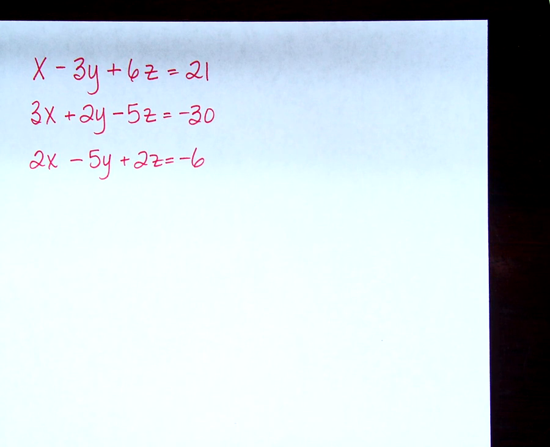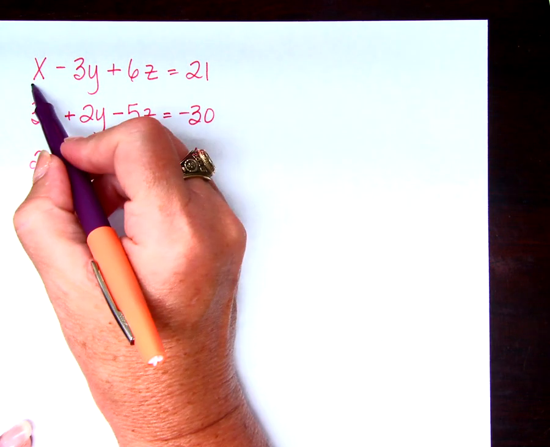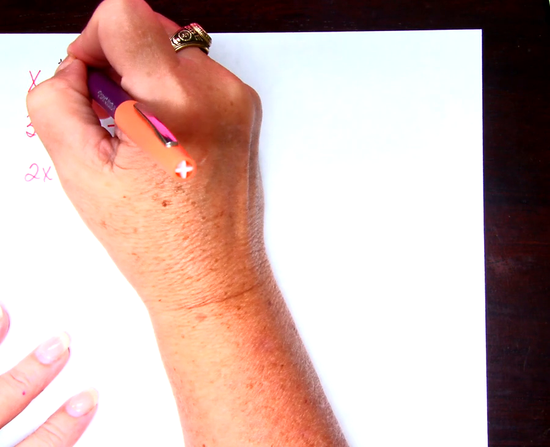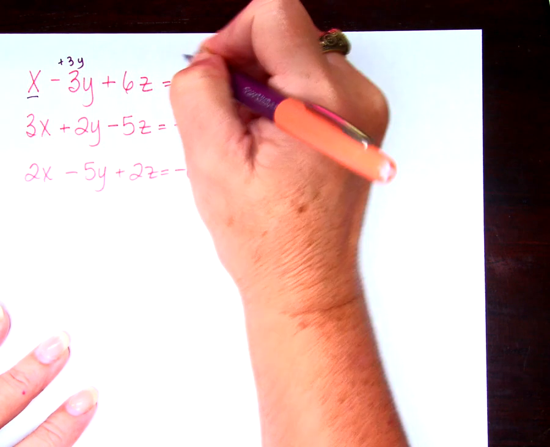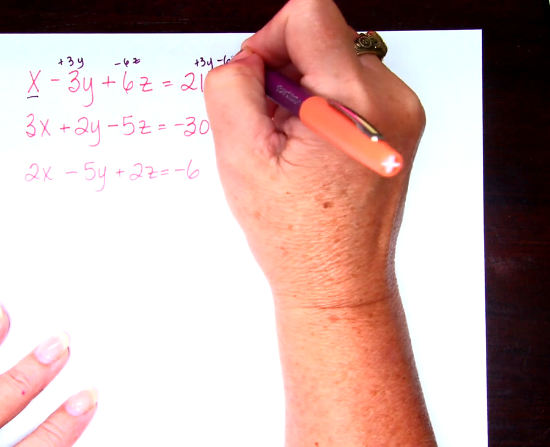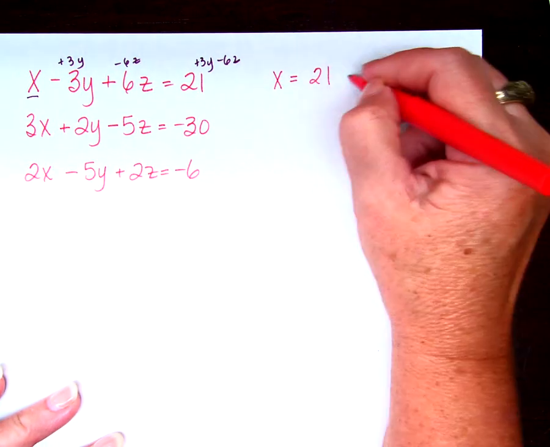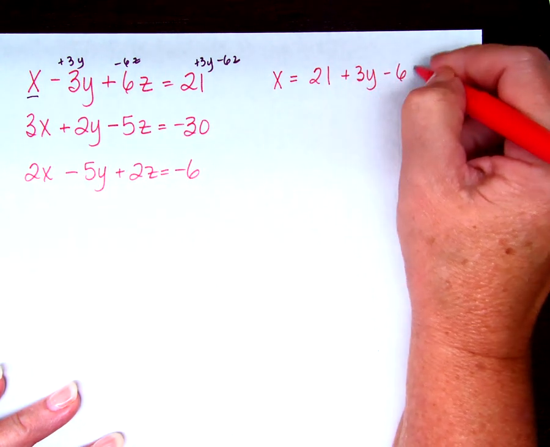So what's the first thing I need to do? No, remember step 1 is not panic. What's step 2? Solve for a variable, right? Which variable do you think is the easiest to solve for? Which one? Very first x, right? So if we're solving for the very first x, what do I do? Add 3y. Subtract 6z. So x is 21 plus 3y minus 6z.